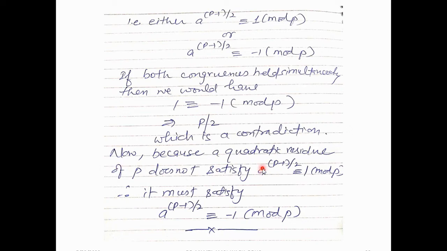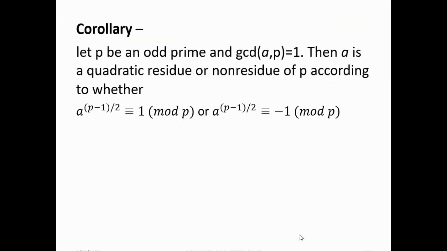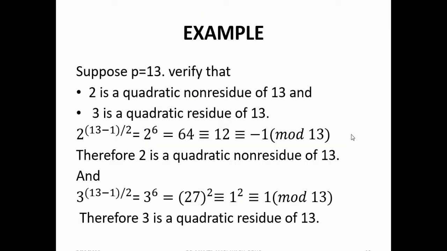Now because a quadratic residue of p does not satisfy a to the power (p minus 1)/2 congruent to 1 modulo p, therefore it must satisfy a to the power (p minus 1)/2 congruent to minus 1 modulo p. So we have proved here that a is a quadratic residue if this condition holds, and non-residue if this. Let's see this example.